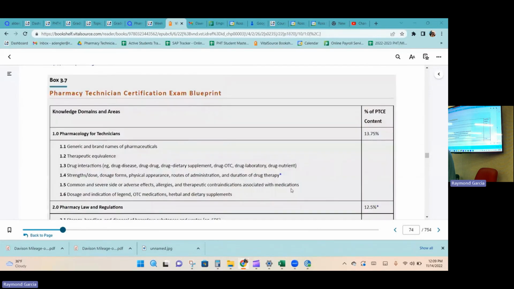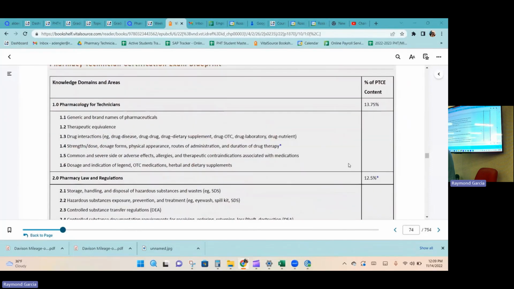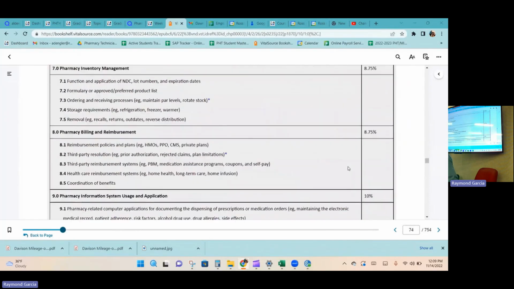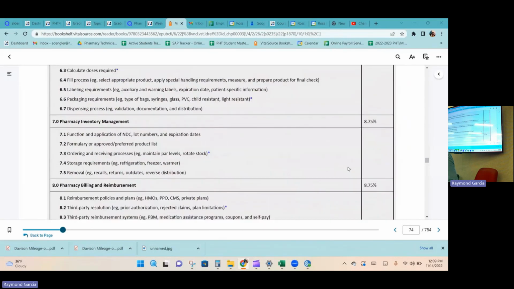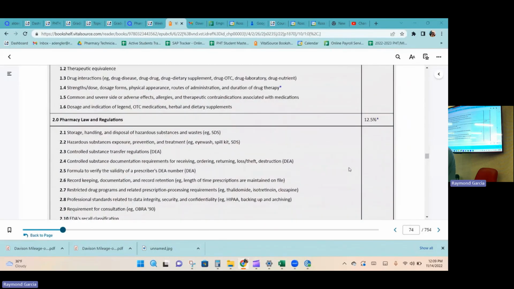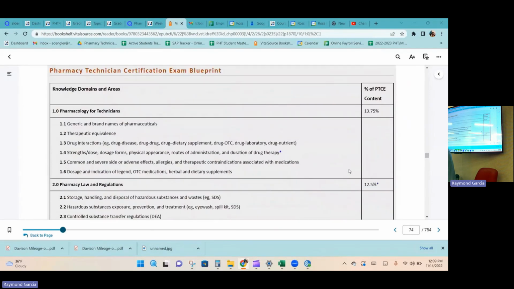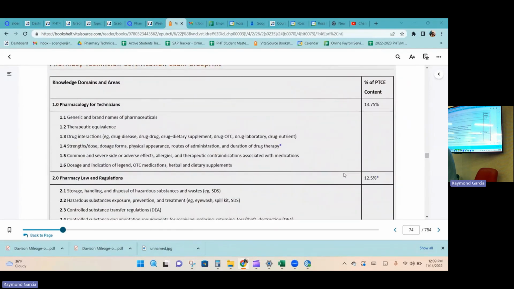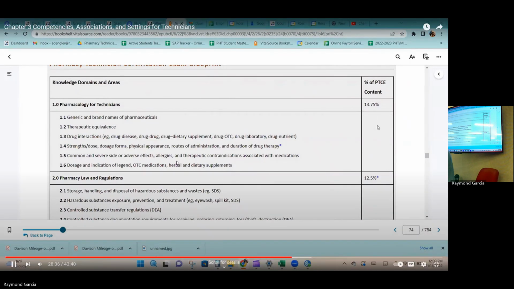Box 3.7 shows the pharmacy technician certification exam blueprint. It is the breakdowns. That's on page 73 in your book. This has changed. I have a newer one, and if you want to see it, let me know. The percentages have changed. Pharmacology is like 40% now. The outline, the medications, is 40%: generic, brand, and classification of medications. So that's what y'all are learning right now.